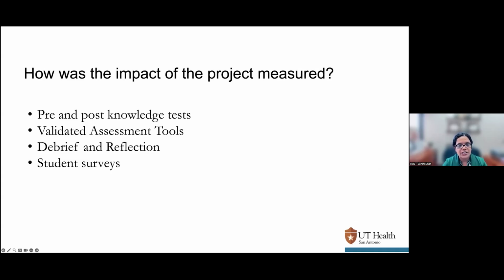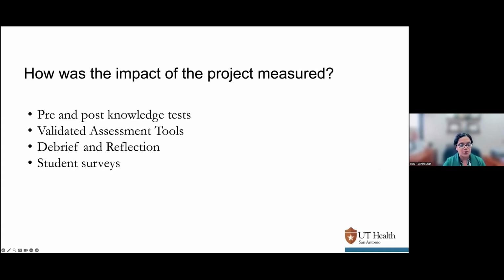So for any intervention, if you are developing the intervention at our end, we probably are thinking that this is the best intervention ever that I developed. However, we need to know if that's the truth or if that's what the participants or the learners think as well. So we had a very robust evaluation plan for how we would measure the impact of the project.